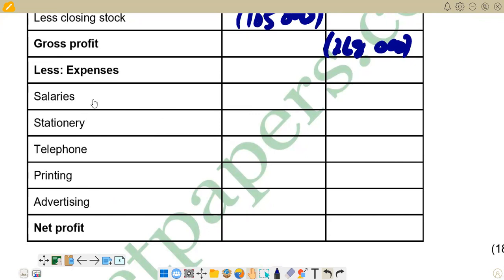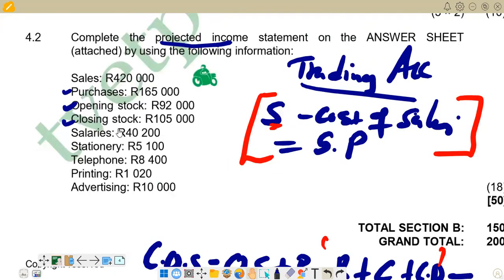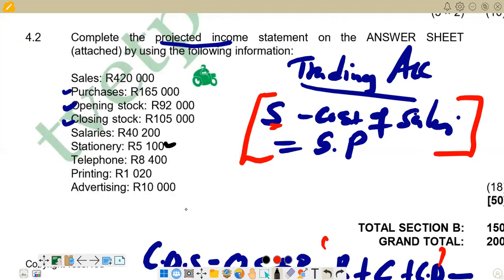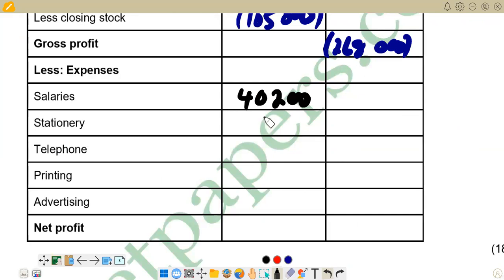So we are starting with salaries. We can go back to check the figure for salaries that we have there. For salaries, we are here. We have got 40,200. So we can go back and put that one, 40,200. Then we go for stationery. Stationery here is 5,100.